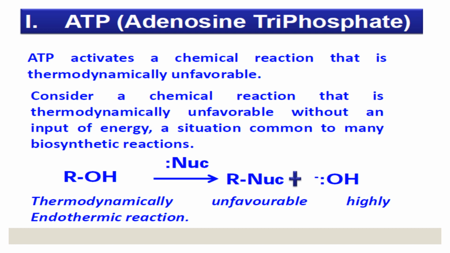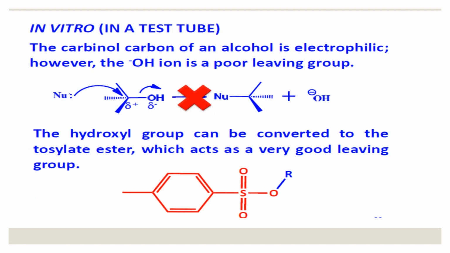ATP, you know, adenosine triphosphate. This adenosine triphosphate can be mainly used for what? To activate the chemical reaction and make a thermodynamically unfavorable reaction into a thermodynamically favorable reaction. So it is facilitating the reaction, that means it creates a conducive environment for the reaction. How? By simply converting a thermodynamically unfavorable reaction to a thermodynamically favorable reaction. In vitro, as I mentioned before, is simply in the test tube, whereas in vivo means inside of the cell.